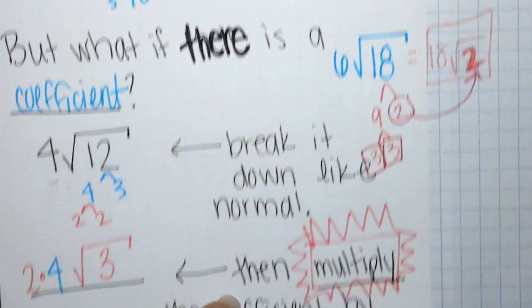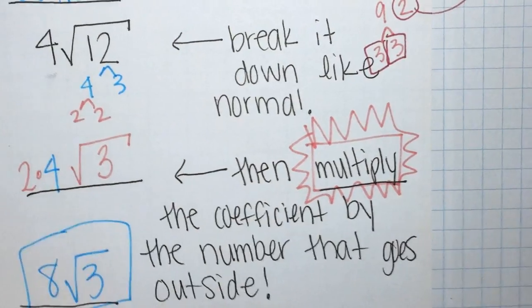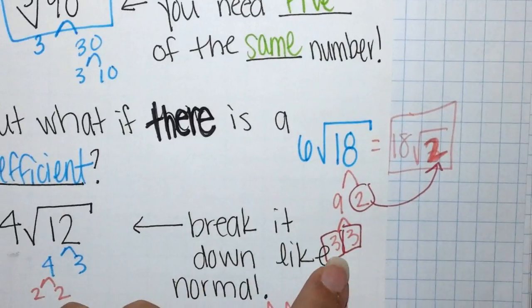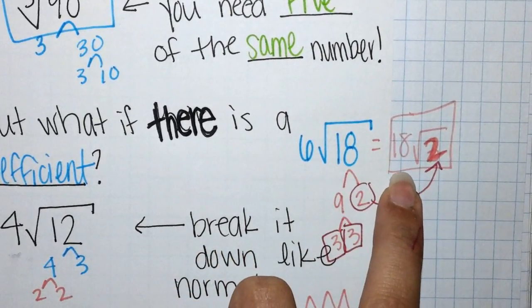What does it say we do? Then we multiply the coefficient by the number that goes outside, right? So we take this 3 and we multiply it by 6. What's 3 times 6? 18.